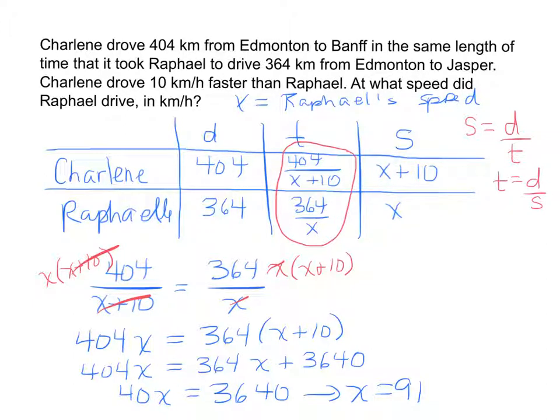I do need to consider non-permissible values, but that's not one of the non-permissible values, so we're good. Does the answer seem reasonable? It's the speed in kilometers per hour, right? 91. Maybe she drives a little fast, but Charlene drives faster. So, the question was, at what speed did Raphael drive? He drove at 91 kilometers per hour. Look it up. Is it?